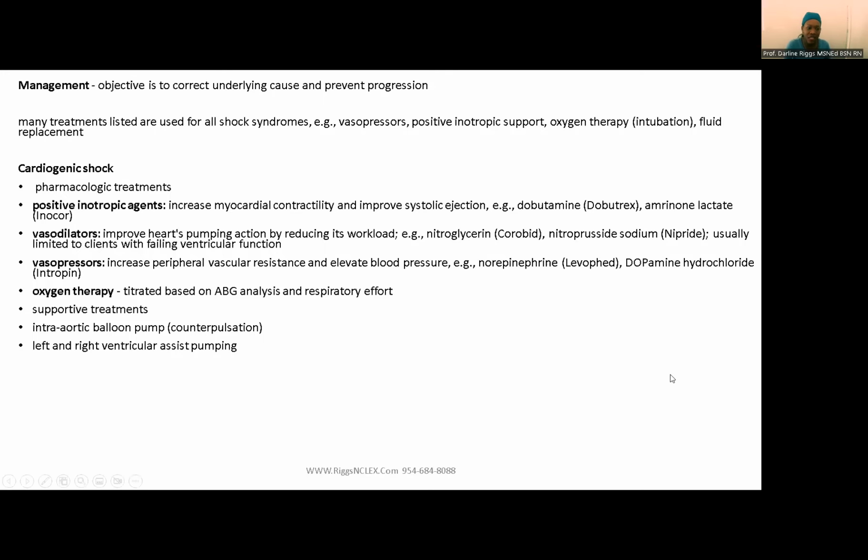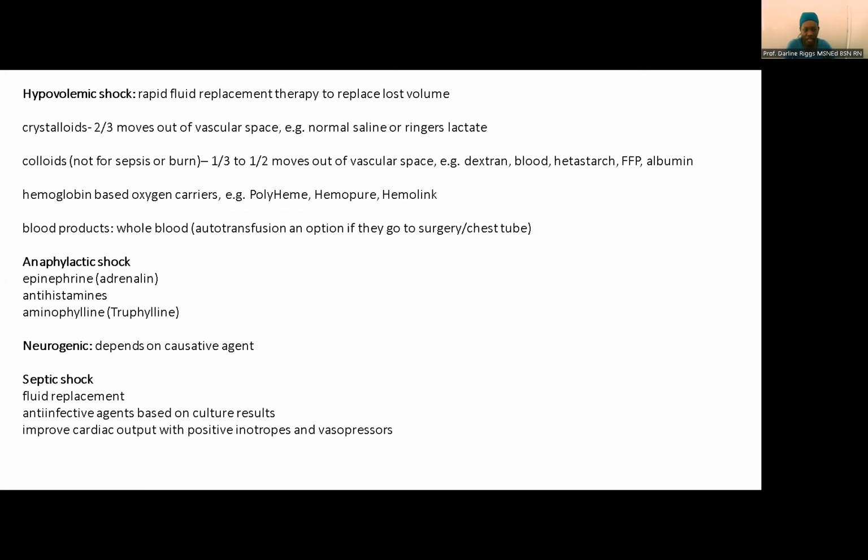Of course, they're going to be on oxygen. There's a lot of supportive measures that we do. We may want to monitor the pressure in the heart internally. Okay, so that's all for cardiogenic.